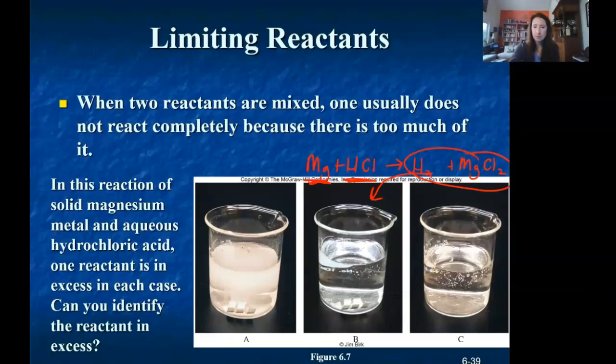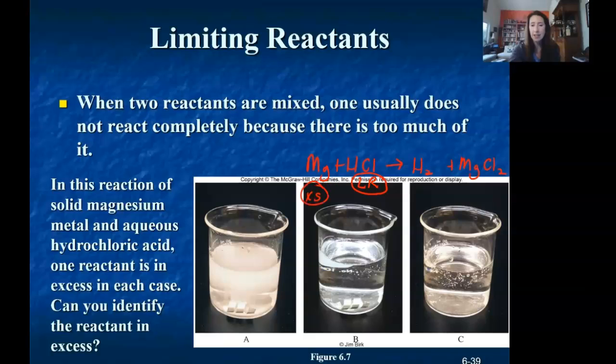When it's over, we have these products, but look, there's extra magnesium sitting on the bottom here. We have magnesium left over. So magnesium is what we call our excess reactant, and hydrochloric acid is our limiting reactant because we ran out of hydrochloric acid. We need more hydrochloric acid in order to dissolve this magnesium, and we don't have enough. So hydrochloric acid is our limiting reactant, and magnesium is our excess.